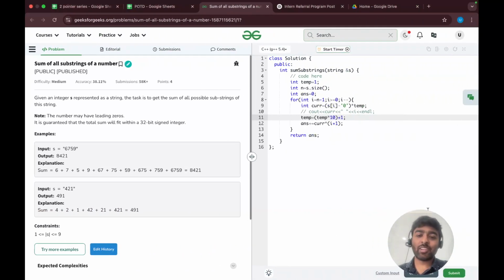I am Utkarsh Kesarwani, your GFG instructor, and today we are going to solve today's problem of the day, which is sum of all substrings of a number. So let's solve this question.